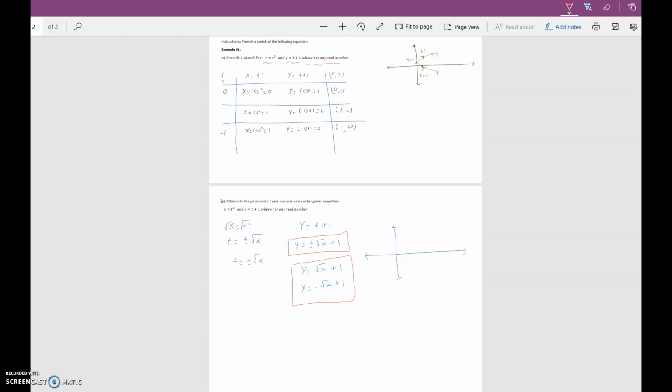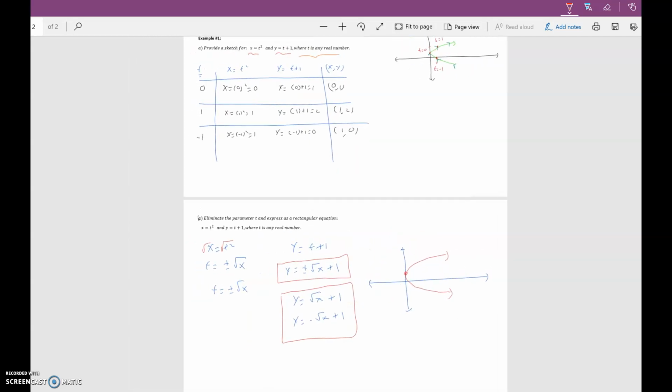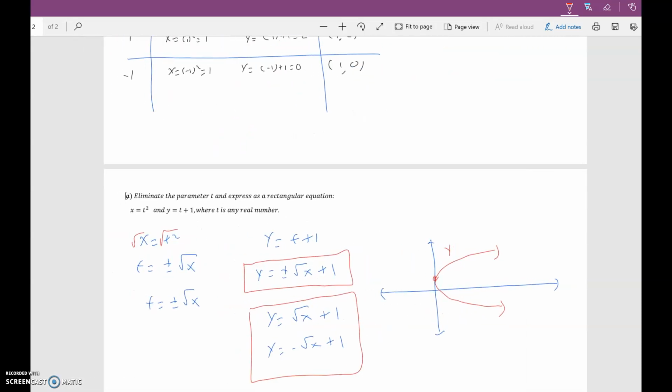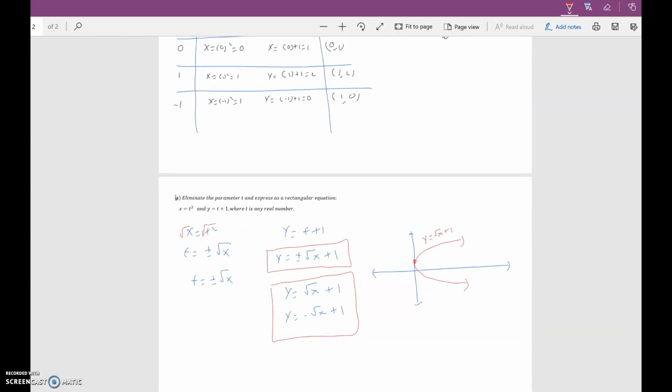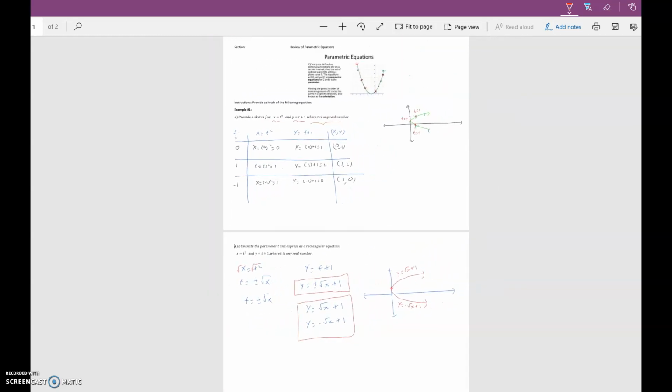As you can see, it's going to start at 0, 1, and then go in that direction, and then it's going to go in this direction. Now, for the rectangular equation, you don't need the arrows because what they're trying to do is basically eliminate the parameter. You only need the arrows on the previous one. So this is y is equal to the square root of x plus 1, and then this is y is equal to negative square root of x plus 1. That would be it for this particular example.